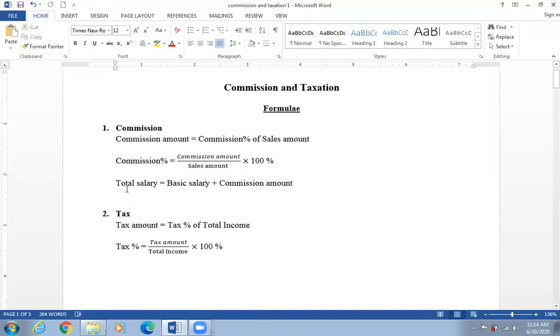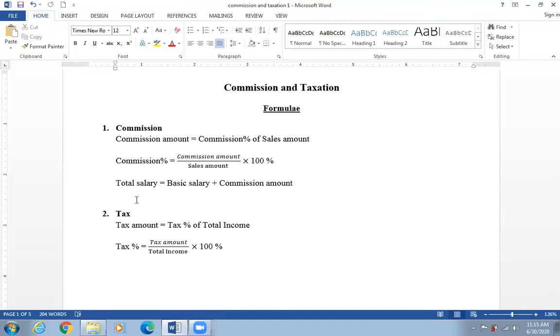So next thing, sometimes what will happen in some conditions is that there will be a basic salary for the sales portion. Suppose I'm the salesman. My basic salary, whether I sell something or I don't sell something, I should get some basic salary. If I sell also, if I don't sell also, my salary is 20,000. Suppose my salary is 20,000.